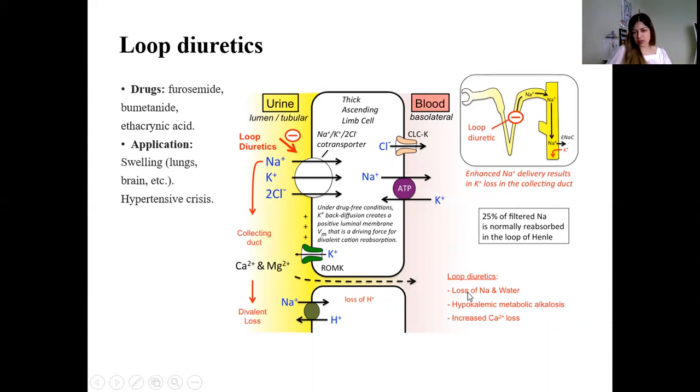So loop diuretics will give us loss of sodium and water. Also, hypokalemia. Logically, less reabsorption of potassium will make hypokalemia, less potassium in the blood. And also it will increase the calcium loss because of loss of calcium and magnesium here in the collecting duct. So we can say that these drugs, loop diuretics, they are quite strong. Yes, they are quite strong. And they can be used for the treatment of some hypertensive crisis or swelling.